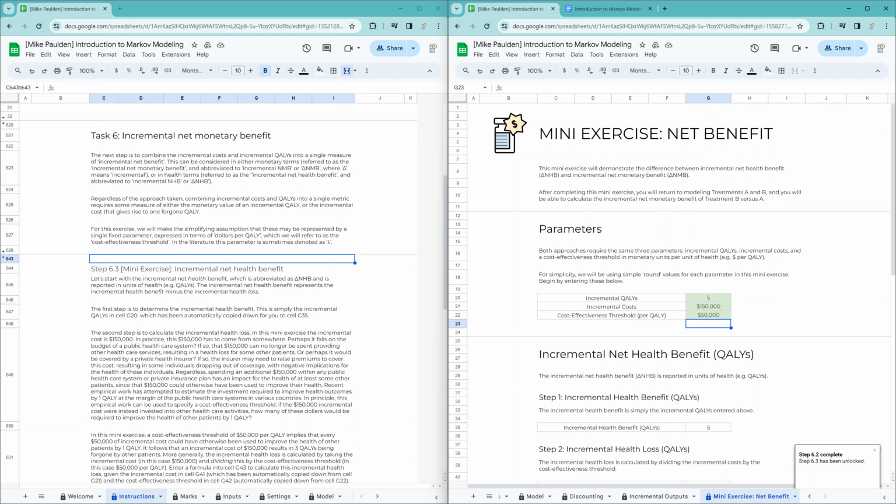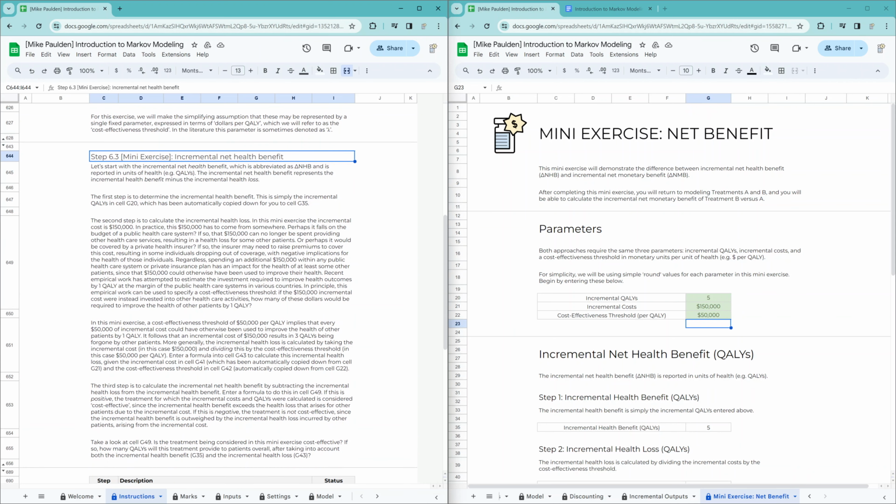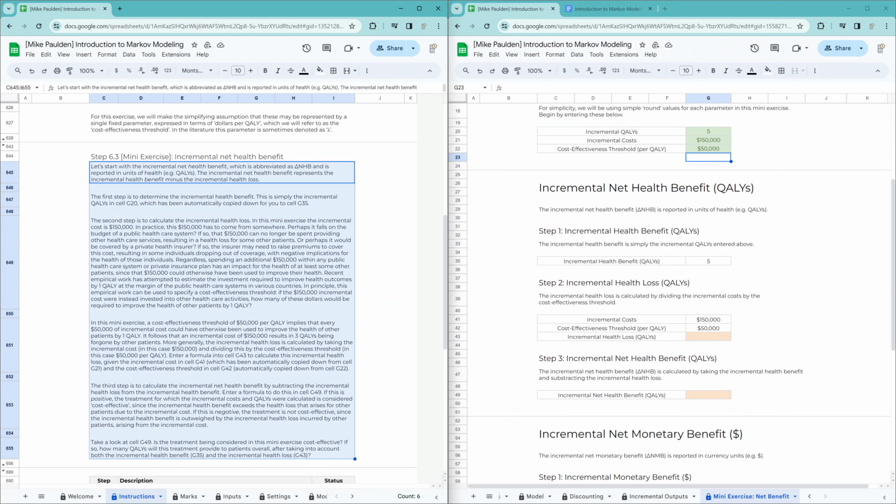Step 6.3 has been unlocked. So we're going to calculate incremental net health benefit. And there's quite a lot of text here. I'm going to let you read that in your own time. Let's tackle this. So there are 3 steps to calculating the incremental net health benefit. First of all, net health benefit is reported in QALYs. And the first step is to calculate how many QALYs we gain. So the incremental health benefit. Notice we've not used the word net here, not yet. The incremental health benefit, that's in QALYs.